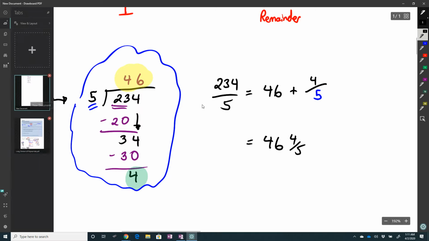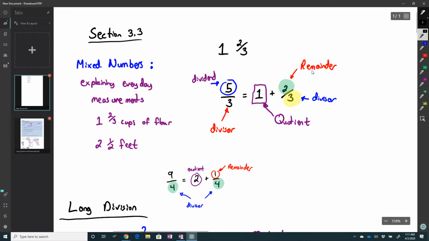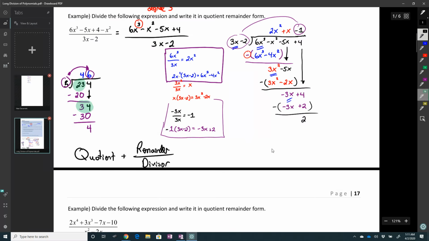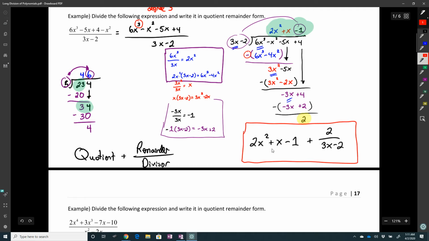I did it over here too. So quotient, remainder over divisor. It's the same thing. My quotient is what's on top. So my answer is going to be 2x squared plus x minus 1 plus remainder. The remainder is just 2 over divisor, that's my denominator, 3x minus 2. And there you go. So that's the answer you're looking for.